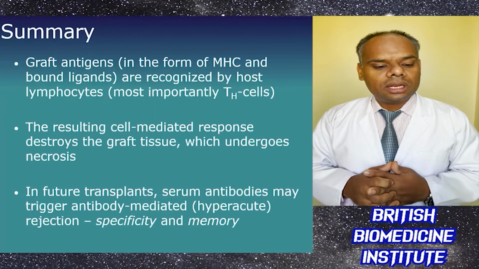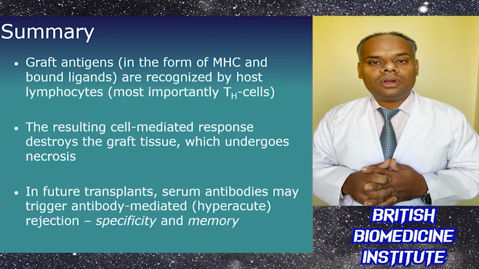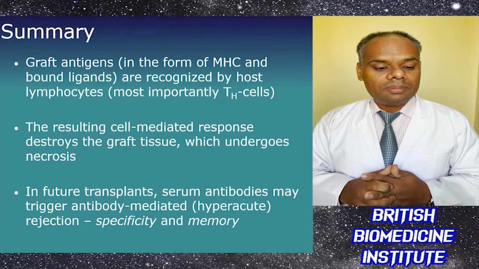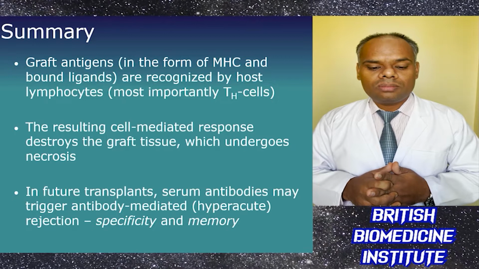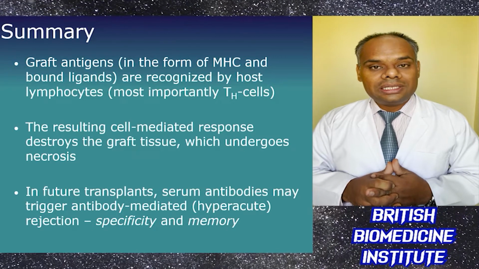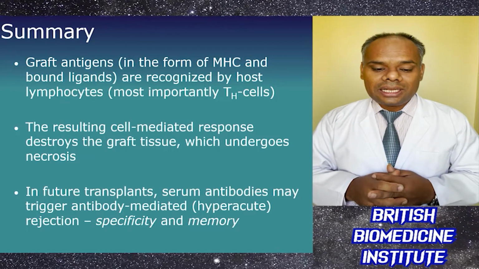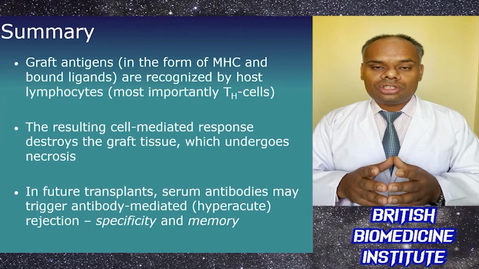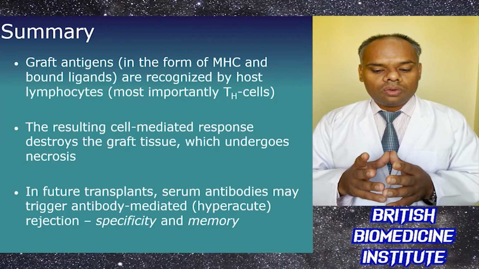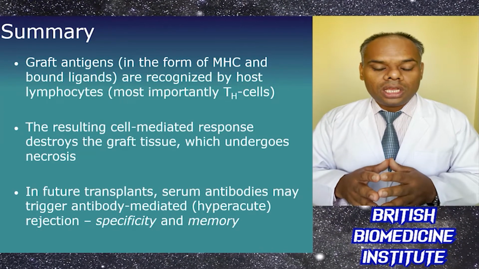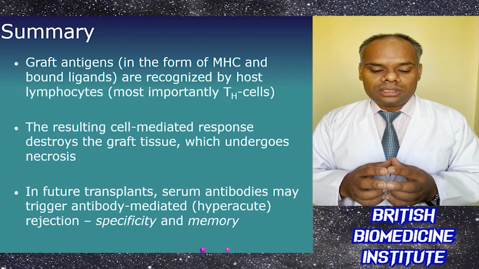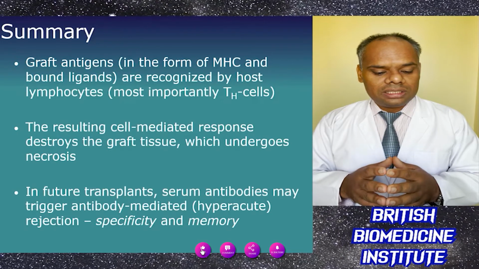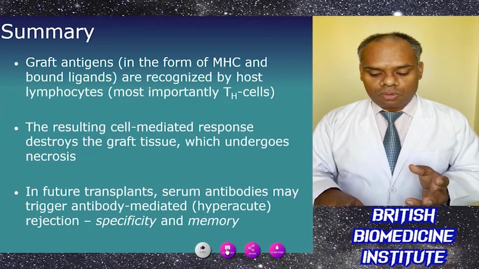Summary. Graft antigens in the form of major histocompatibility complexes and bound ligands are recognized by host lymphocytes, mostly important Th cells. The resulting cell-mediated response destroys graft tissue, which undergoes necrosis. In future transplants, serum antibodies may trigger antibody-mediated or hyperacute rejection, owing to specificity and memory.